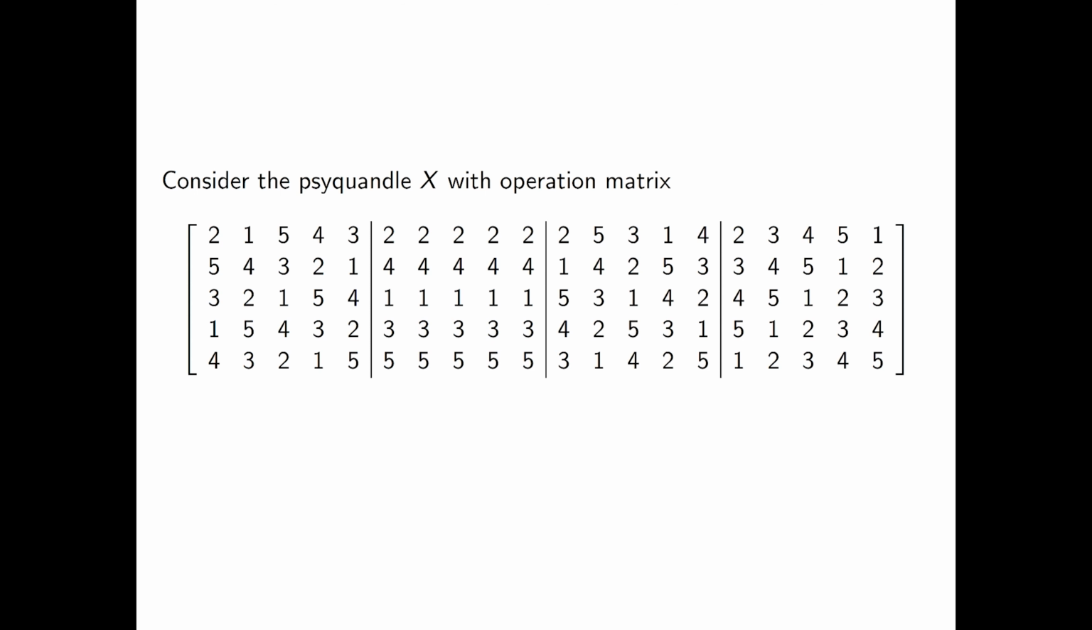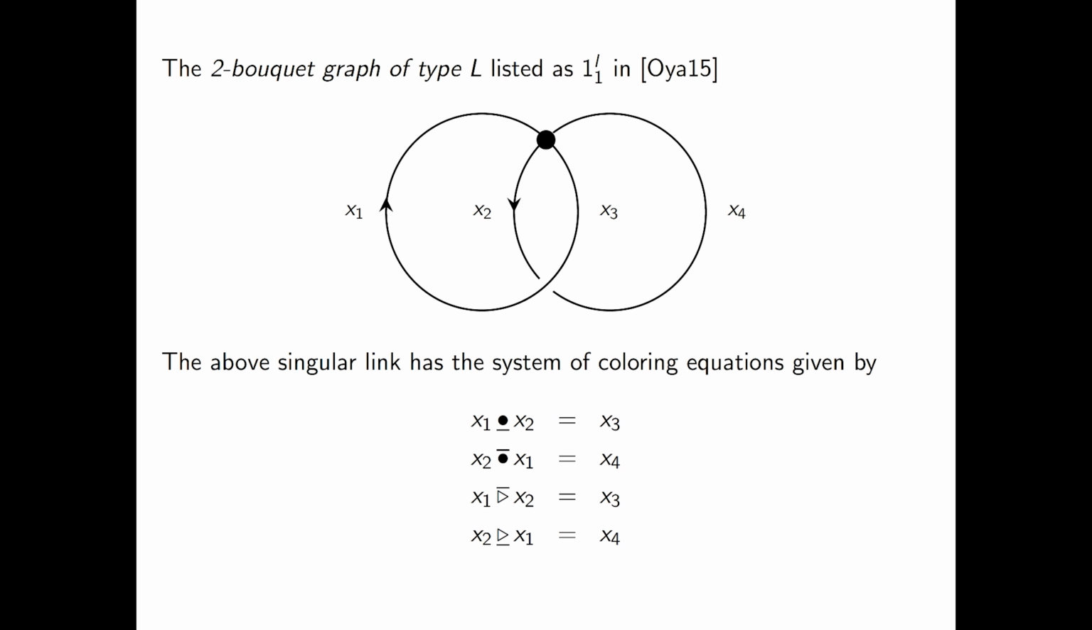So we're going to be using this Psyquandle, and we're going to be computing the Psyquandle counting invariant of the following link. And this is a singular link. This is a 2-bouquet graph of type L, listed as 1 subscript 1 superscript L, and this is in this paper.